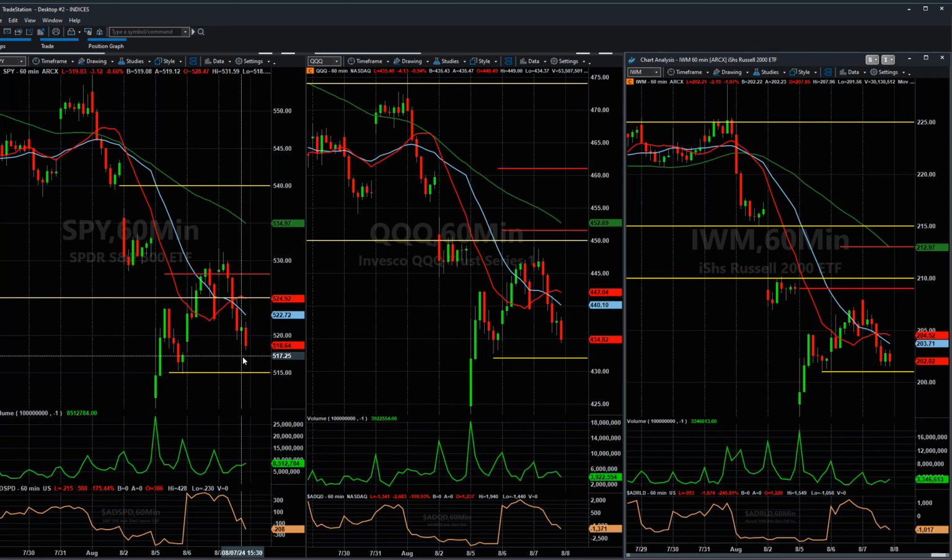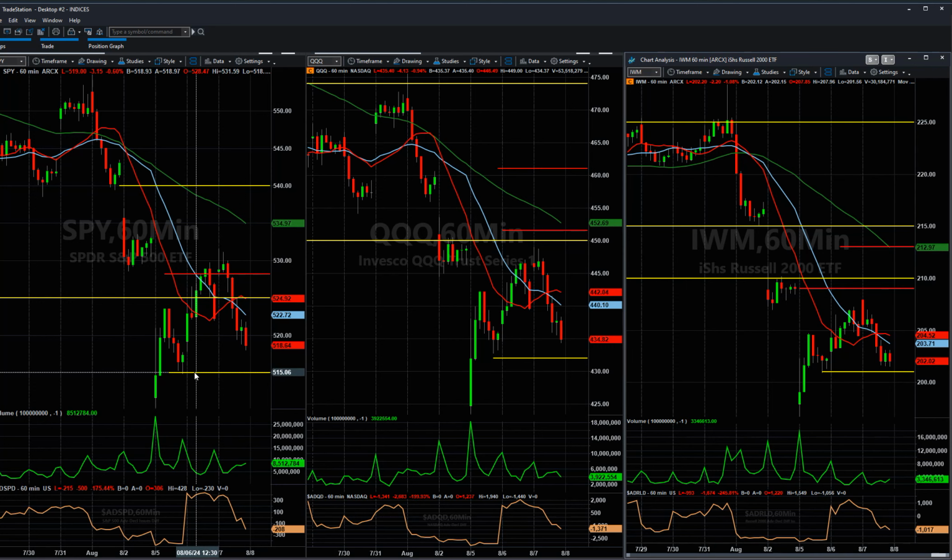Eastern time. So in summary, it appears that this is all part of a counter trend rotation to the impulsive move to the downside, and that as long as we hold above 515, the probabilities are higher that we're going to potentially see another leg back up to test the 540 area, the 461 area in the Qs, and the 213 area in the IWM.